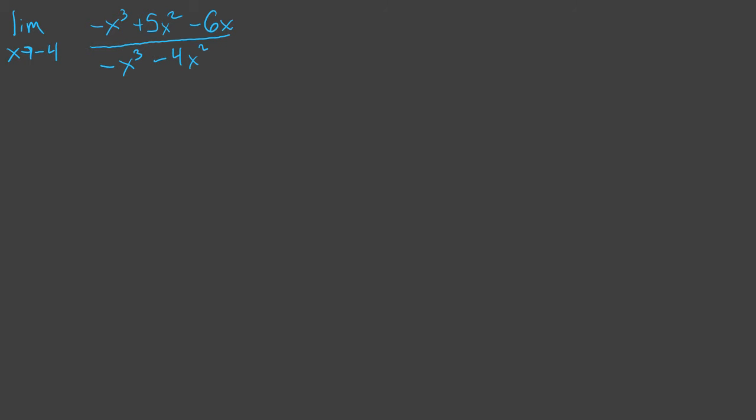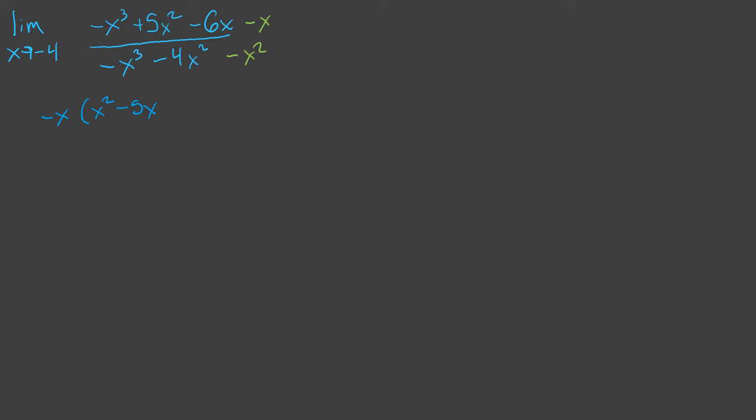All right, so what can we do? Let's see if we can't make our life a little simpler by factoring. Up top, we can factor out a negative x, because I like to start on a positive note, and down below, negative x squared. So if we factor out a negative x from each term up top, negative x cubed divided by negative x leaves us with x squared. 5x squared divided by negative x leaves us with minus 5x.